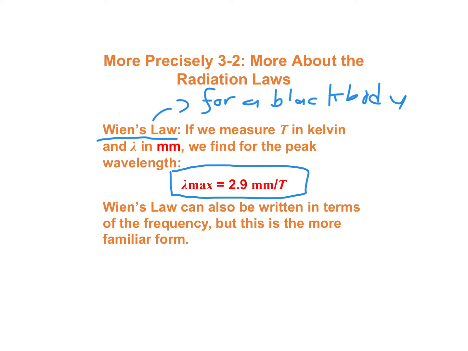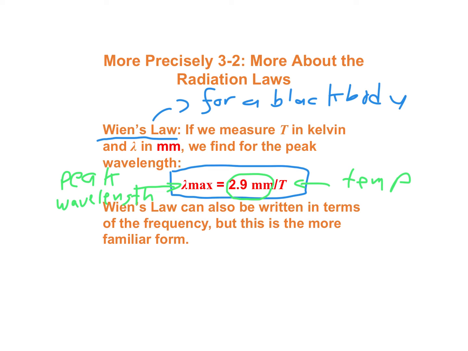the peak wavelength, and that's what this lambda max is, that's the peak wavelength. And we just talked about in the maximum slide how to find that from the blackbody curve. So the peak wavelength is equal to 2.9 millimeters divided by the temperature.